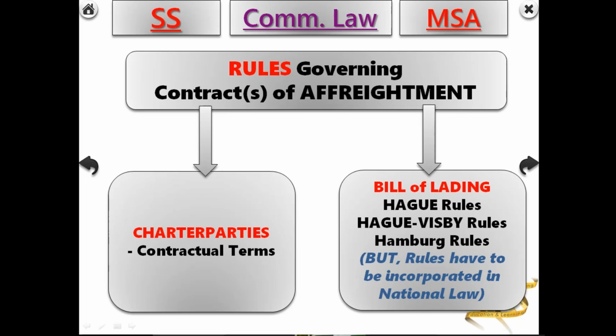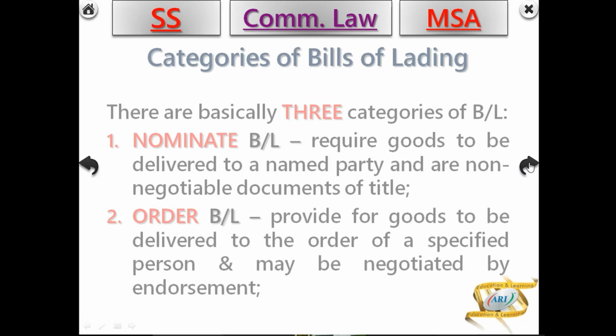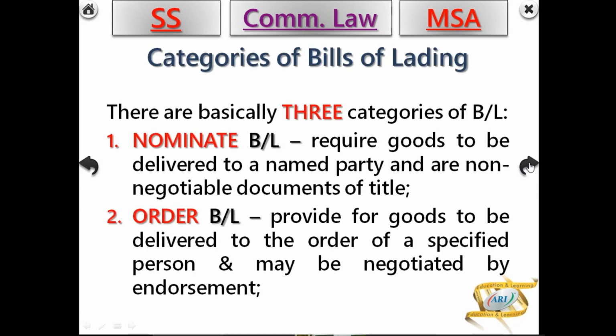Okay, this is just a recap of the slide. There are three categories of bills of lading. Nominate means to whose name the bill of lading is addressed, and only that person will come to the carrier's agent at the discharge port and prove his identity: that my name is there on this original set of bill of lading and this is my identity. So the agent issues a release order of the cargo and informs the master.